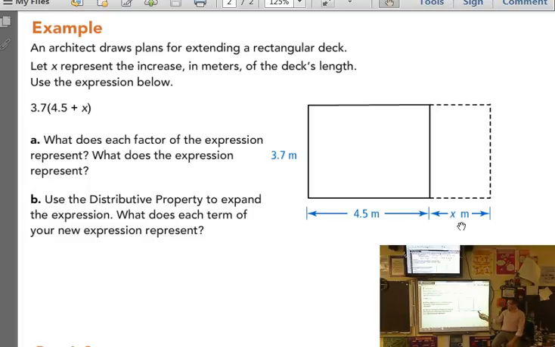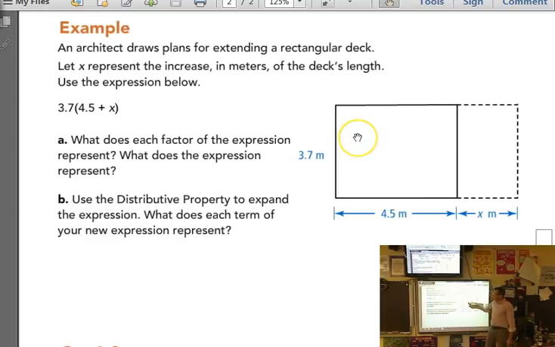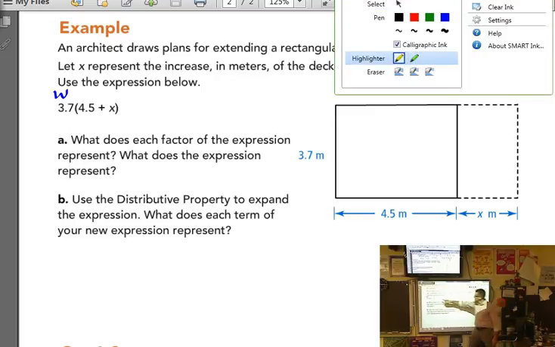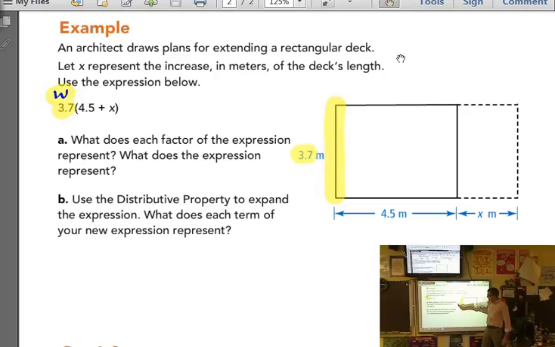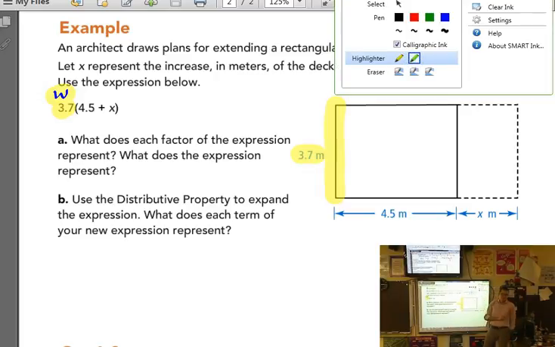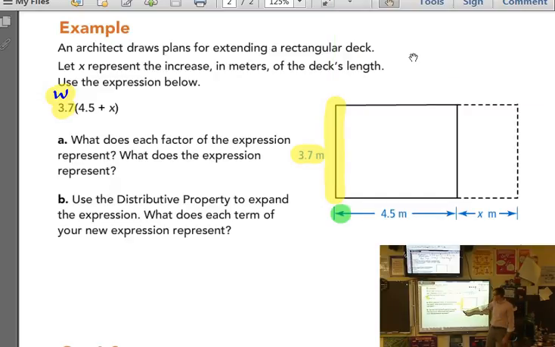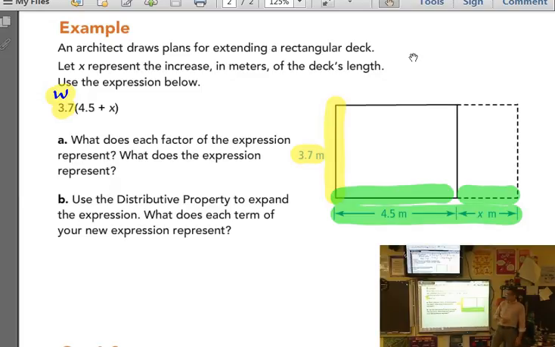So they want to expand it by x meters, and we want to find the area. So up here, this 3.7, we need a label. That's the width of the deck. So put a little W above that. This 4.5 plus x. What would the 4.5 plus x be? Andrew? The length. Yeah, the new length, right? Because the old length was just 4.5, and then I'm going to add on my section of x. So this is my new length.